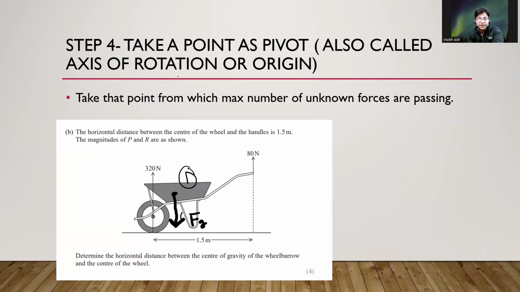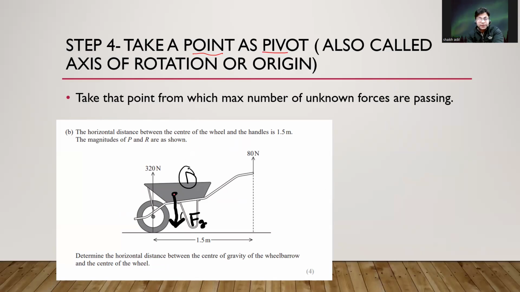Now the fourth step is different here. We are going to take a particular point and we will call that point our pivot. It can also be called the axis of rotation or origin. You can call it whatever you want among these three words.